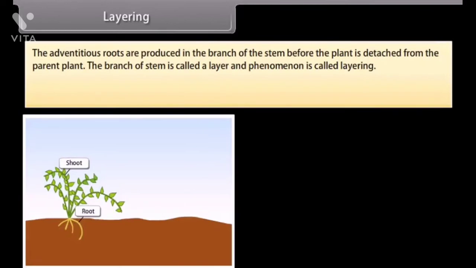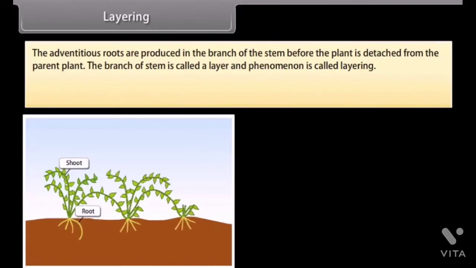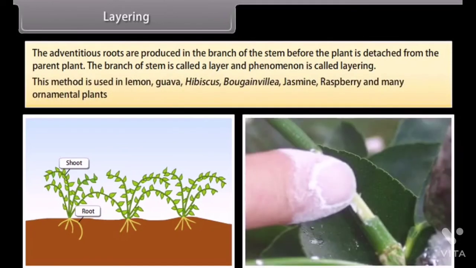Layering. Adventitious roots are produced in the branch of the stem before the plant is detached from the parent plant. The branch of stem is called a layer, and the phenomenon is called layering. This method is used in lemon, guava, hibiscus, bougainvillea, jasmine, raspberry, and many ornamental plants.